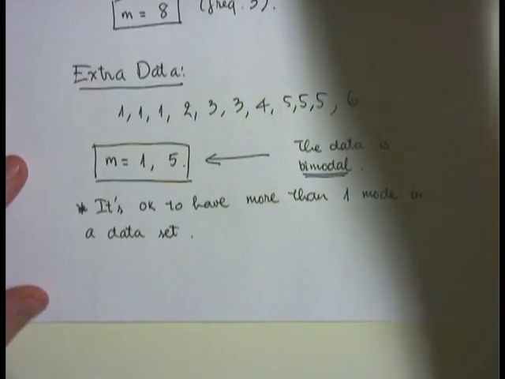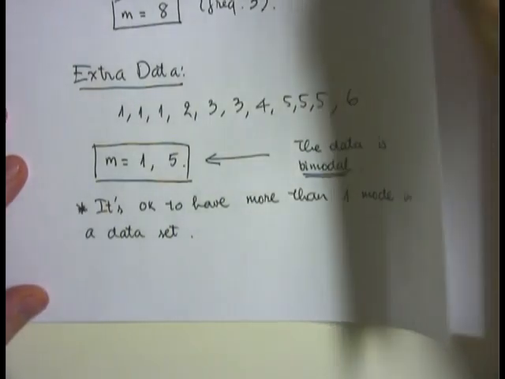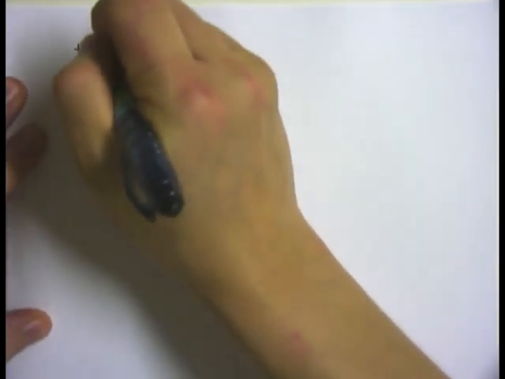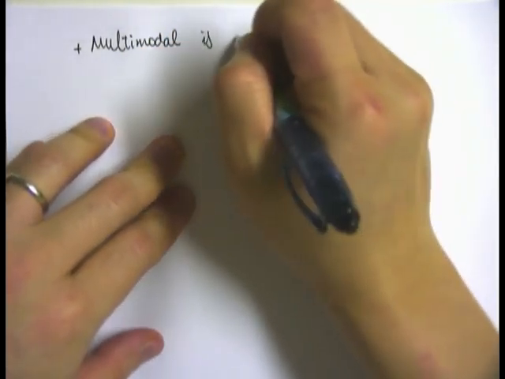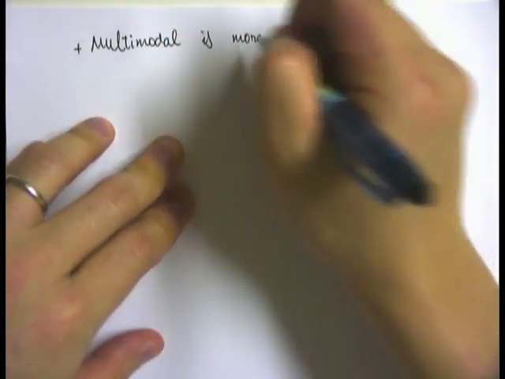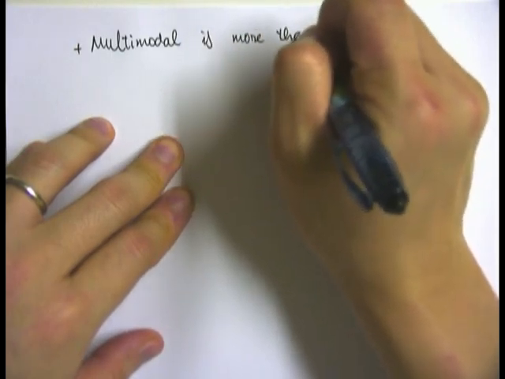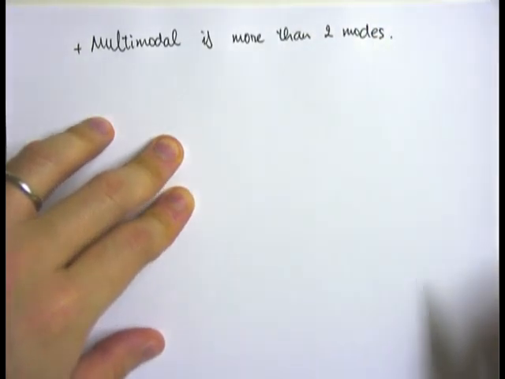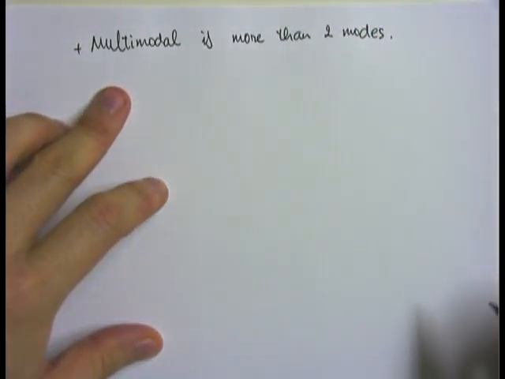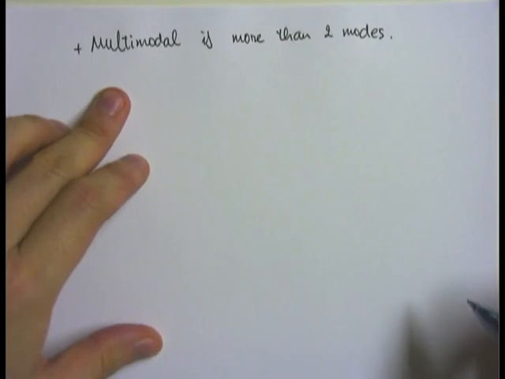Now that I'm introducing the new term, you might want to ask, what's going to happen if you have 3 or more? A data set would be called multimodal if it has more than 2 modes. So we have a multimodal data set if it has more than 2 modes.